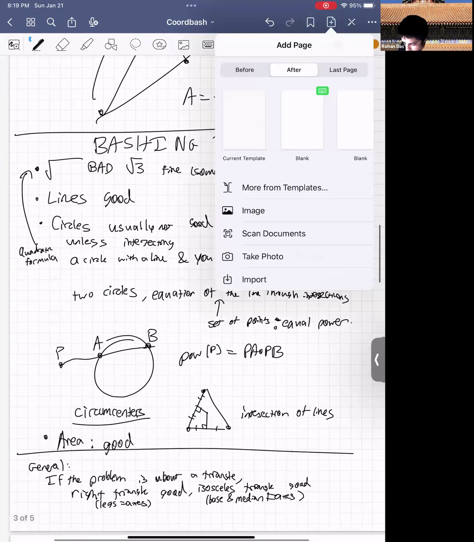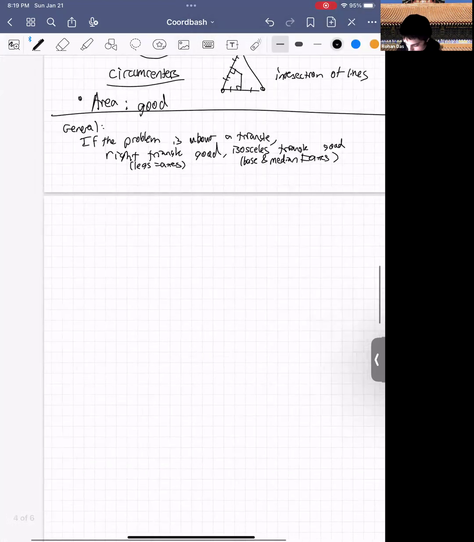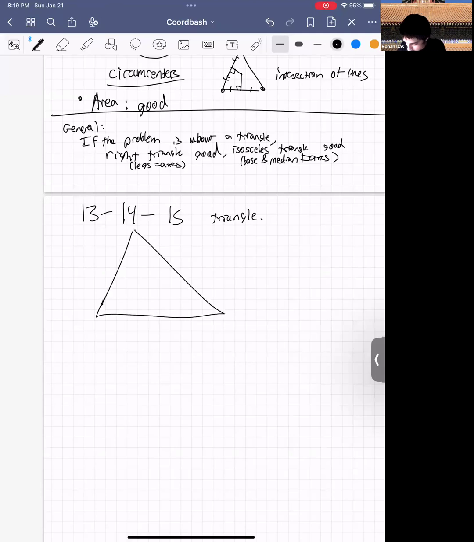The most common one is the 13, 14, 15 triangle. And the reason is that this has a very nice property, which is that if you draw it like this, and you take the altitude, you can find that the height is 12, and the base splits into 9 and 5.